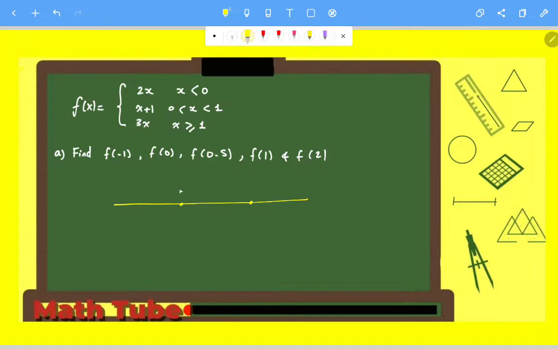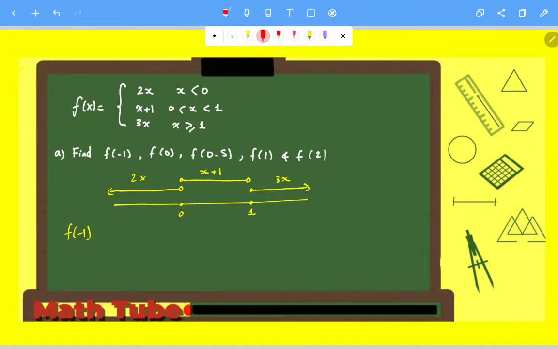First of all it's 2x when x is less than 0, and this function is equal to x plus 1 when x is between 0 and 1, and it's equal to 3x when x is bigger or equal to 1. And as you see, the question is to find the following images. I'm going to start with f of negative 1.